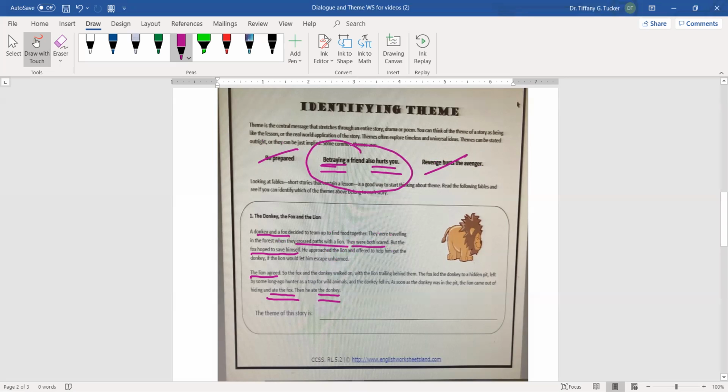So again, when we're looking for a theme, we want to identify the life lesson that we, the reader, can take away from the story based on what happened to the characters in the story. And we do that by observing the text evidence, looking at what the characters do, and looking at what the characters say.